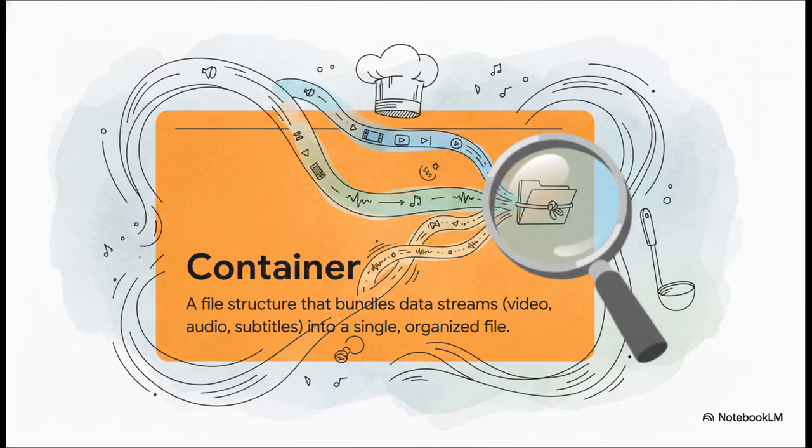And the container? Well, that's the file format itself. That's the bento box we were talking about. It's the structure that holds everything together. It takes the compressed video from one chef, the audio from another chef, maybe a subtitle track from somewhere else, and bundles them all into that single, tidy file you see on your computer.